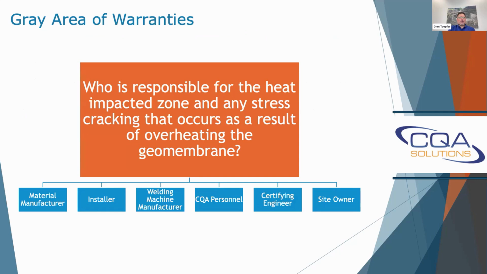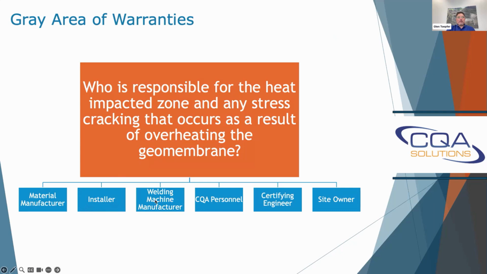That's where it gets into a gray area of warranties. Who is going to be responsible for the heat impacted zone and any stress cracking that occurs as a result of the geomembrane overheating? Is it going to be the material manufacturer? Is it going to be the installer? As soon as the installer does anything to start assembling that seam, to weld that seam together or join it, the material manufacturer is going to say that's on the installer. Well, a lot of the installers are getting their information from the welding machine manufacturer.